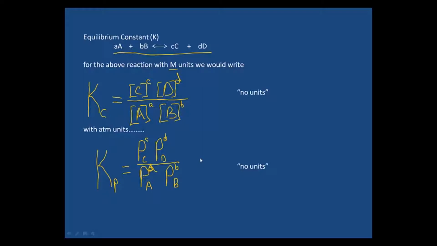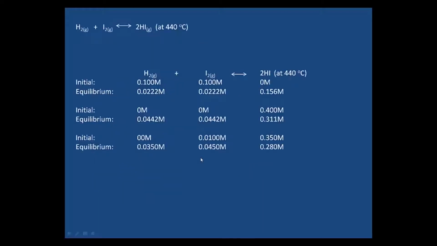Writing the equilibrium constant is pretty basic. Once you see the pattern, anybody can write an equilibrium constant. Let's go and do that with an actual chemical reaction. So here's a basic chemical reaction. We've got hydrogen and iodine reacting to make hydrogen iodide.